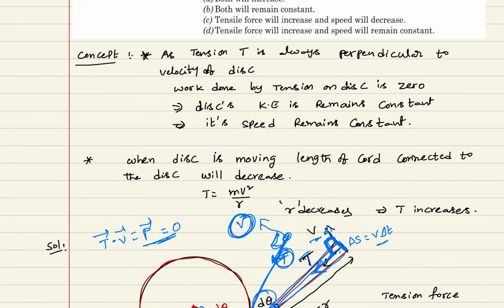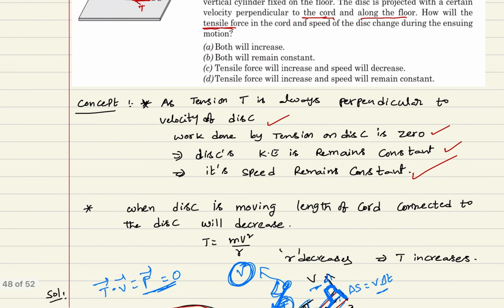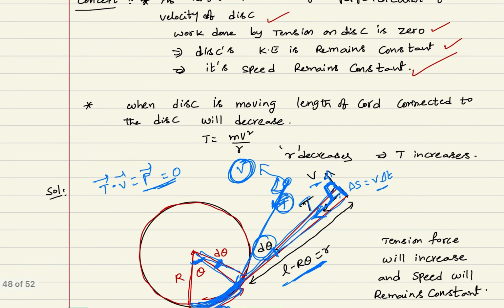That's why I have written here: as tension is always perpendicular to the disk's motion, work done by tension is 0, the disk's kinetic energy remains constant, and speed remains constant. We can see where speed remains constant. Here both remain constant is given. In the fourth option, speed remains constant is there, and in the third option, speed is decreasing is given. That is the wrong answer. Now, if the speed remains constant, what will happen?